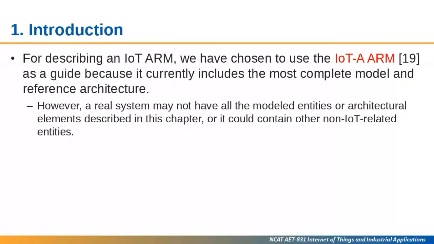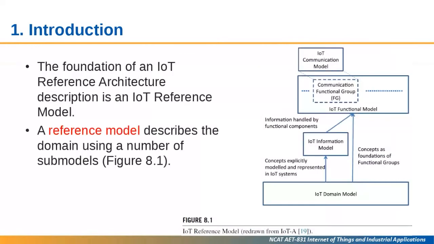For this course, we use an example from the IoT ARM, because it is currently the most complete model and reference architecture. That's what we use here in this course. Based on our description just now, we can tell that the foundation of a reference architecture is the reference model, right? Because we need to first describe what is there and how they are related to each other, and then we can describe how they function together to accomplish the functions. Okay, so now let's go to the reference model.